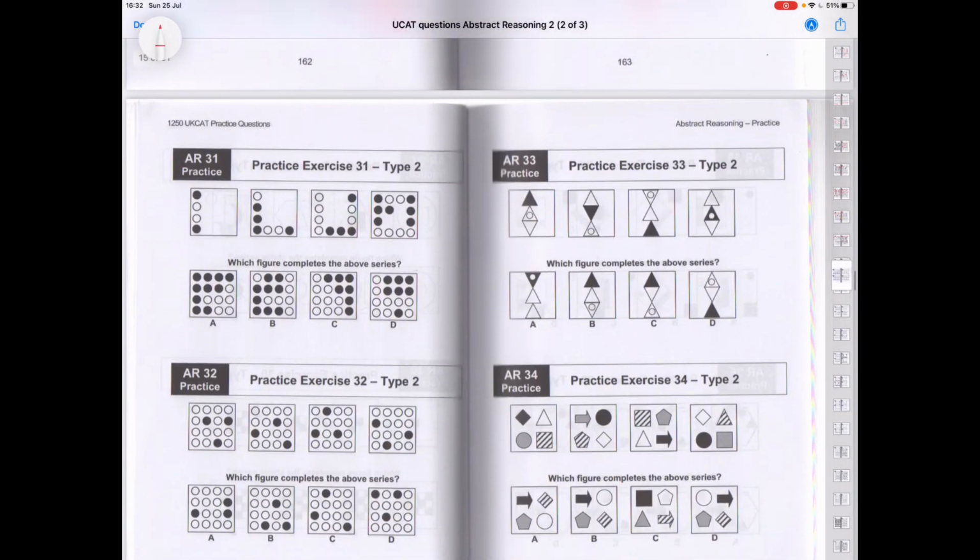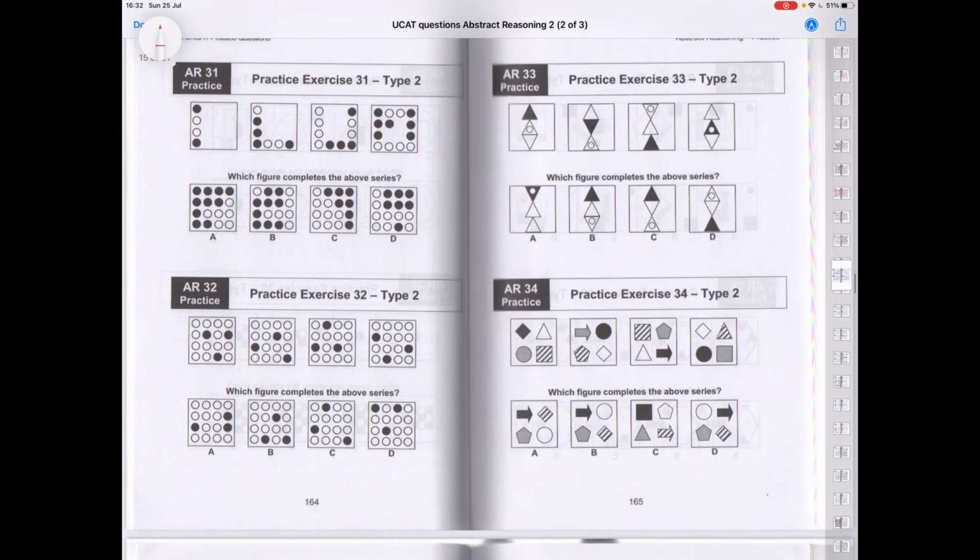Next one, let's have a look at 31. 30 seconds starting now.